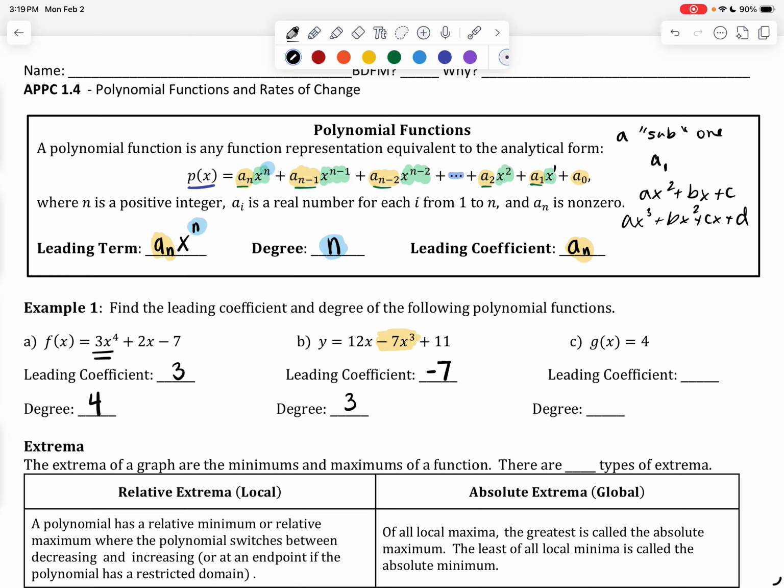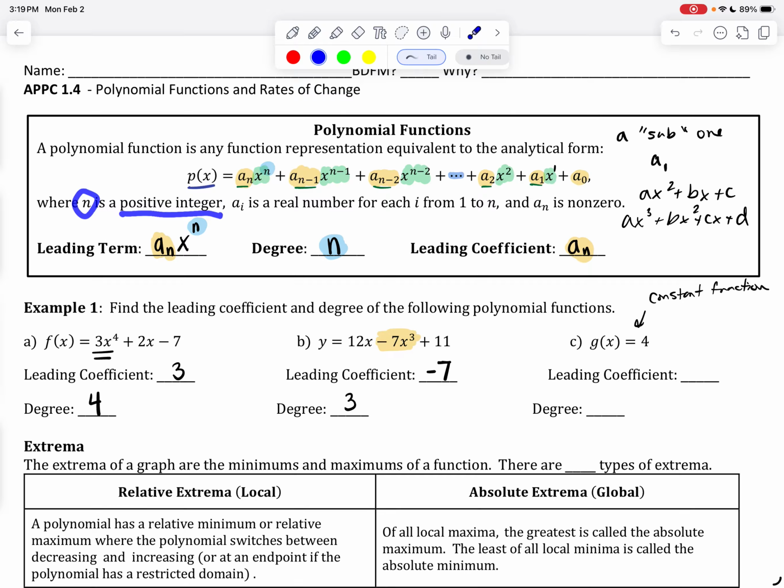Now, this whole term, 4 by itself, is the leading term. This is a constant function, and technically it does meet the definition of a polynomial. That is where n is 0. And actually maybe it doesn't, because our definition says where n is a positive integer, and a sub 1, yep, where n is a positive integer, n is the degree, and degree 0 polynomials, 0 is not positive. It is an integer, but it's not positive.